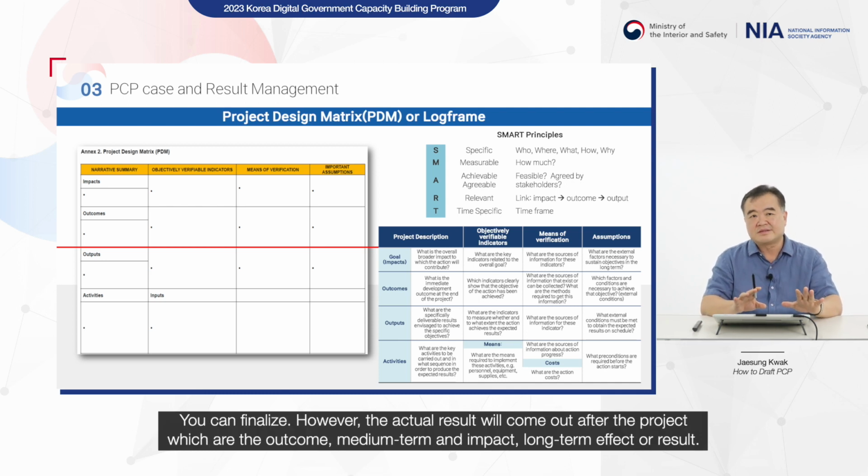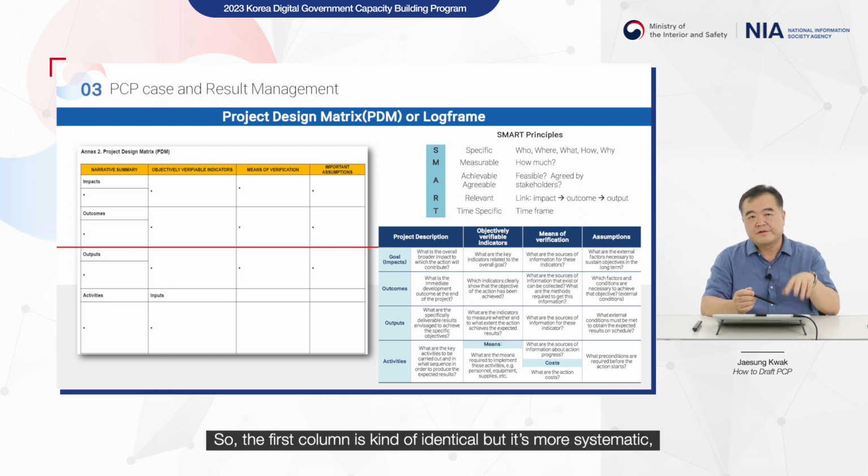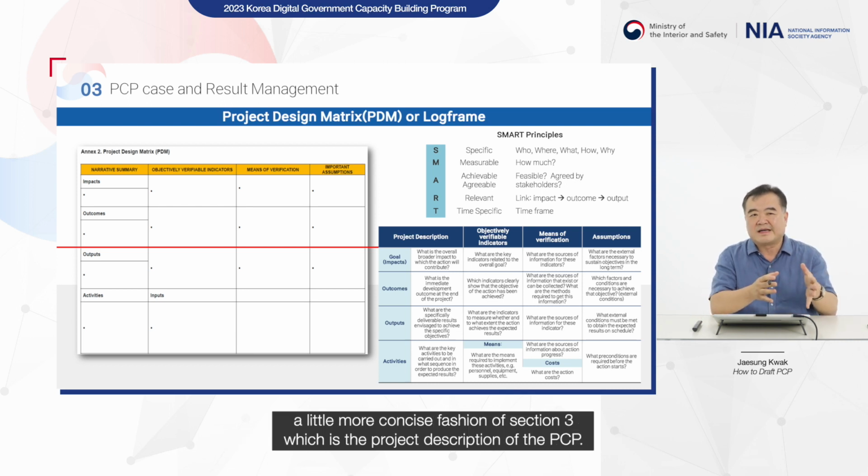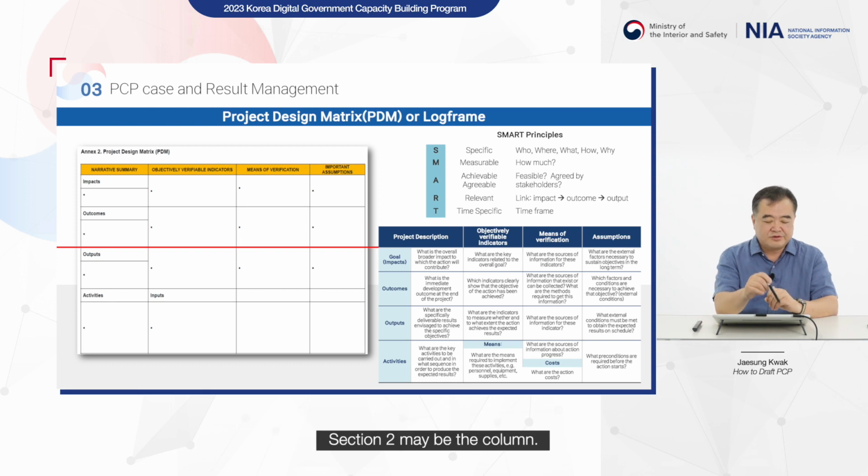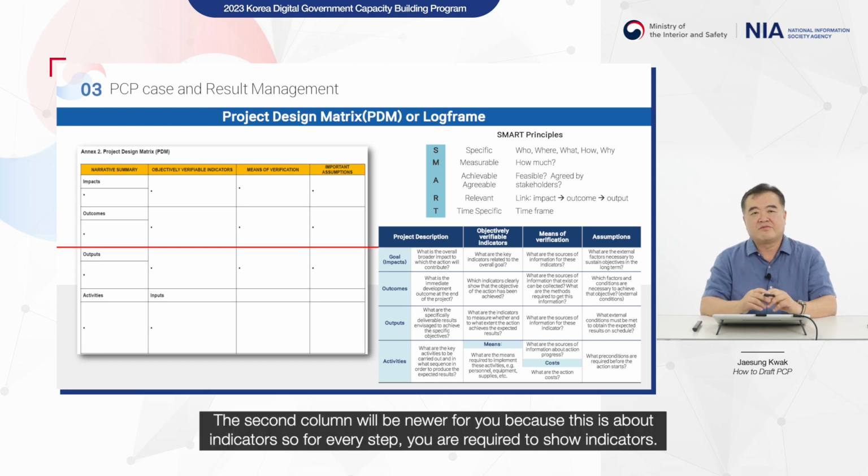You can finalize. However, the actual result will come out after the project, which are the outcome, medium term, and impact, long term effect or result. So the first column is kind of identical, but it's a more systematic, more concise fashion of section 3, which is the project description of the PCP. The second column will be newer for you because this is about indicators.